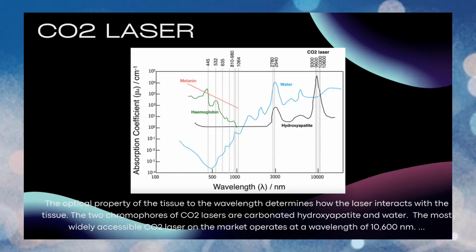And also, because of its absorption in the water, it won't penetrate deeply. So the higher the level of absorption in a structure, it limits its penetration, which implies safety and control over the vaporization. So because the vestibule is water, CO2 will not penetrate deeply into the vestibule easily. So CO2 is a very, very good laser for stapedotomy for these two reasons, because of these absorptions.